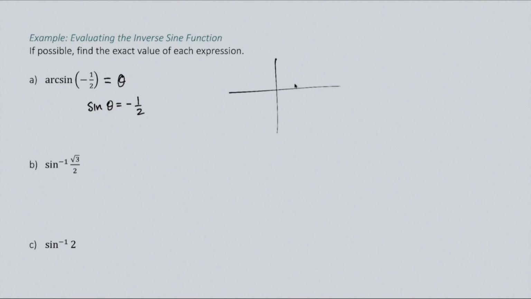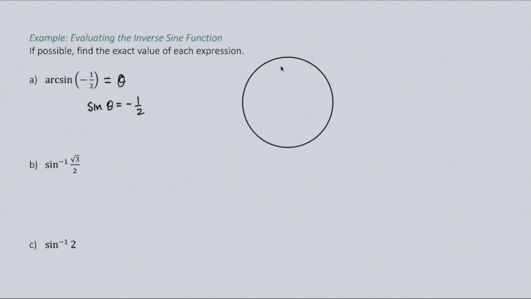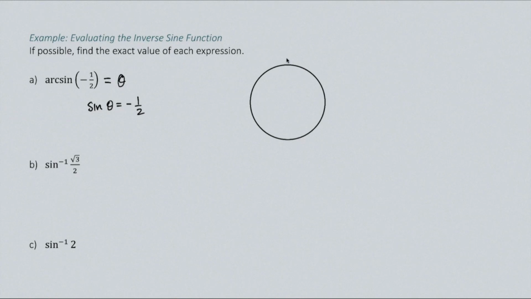I'm going to go ahead and just draw our unit circle here. This is very sloppy. I'm actually going to redo this. So here's our unit circle, and we're looking for when the sine is -1/2.